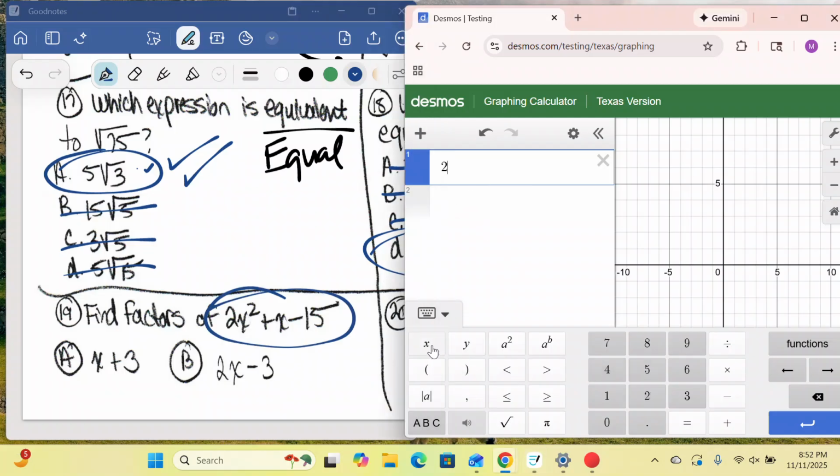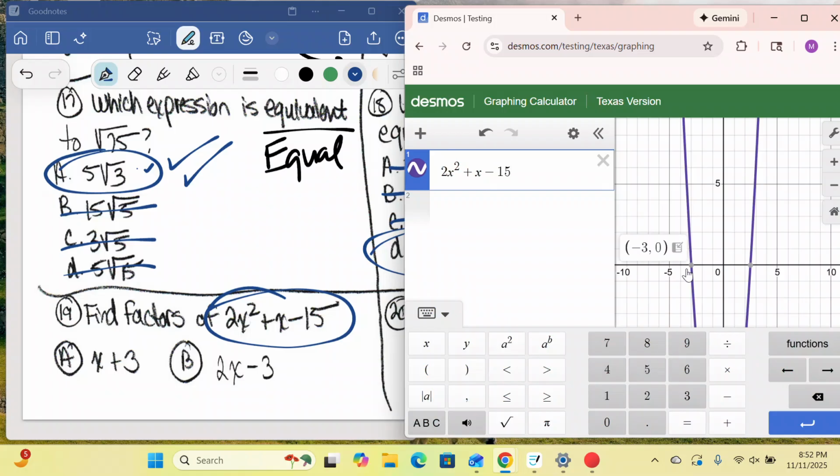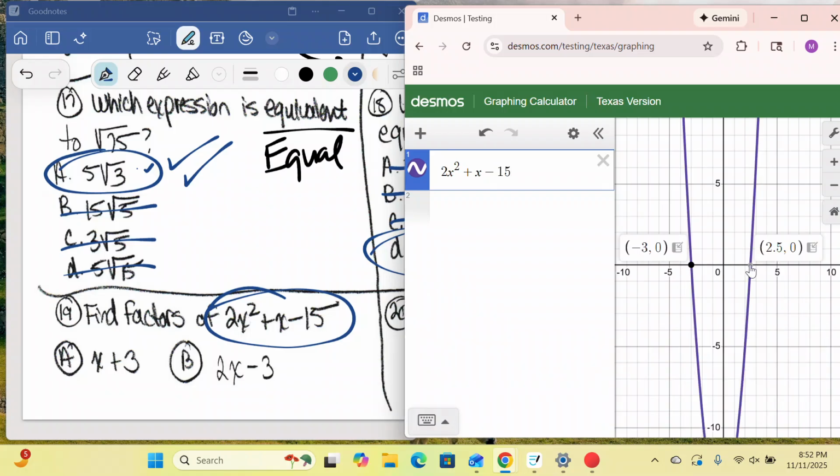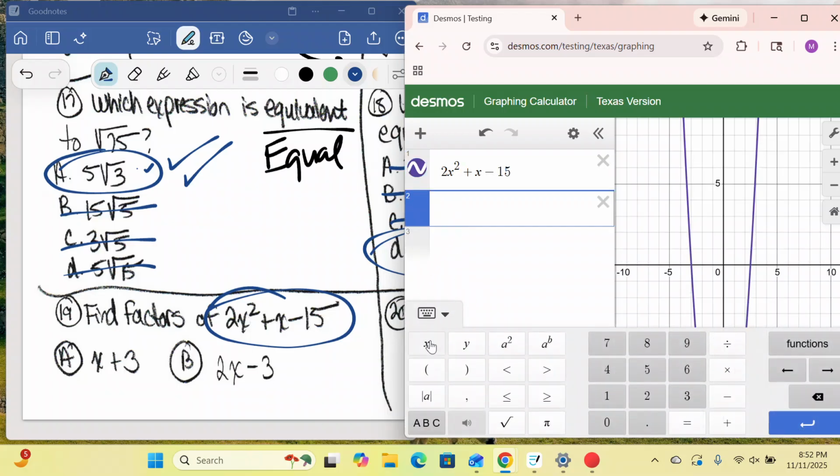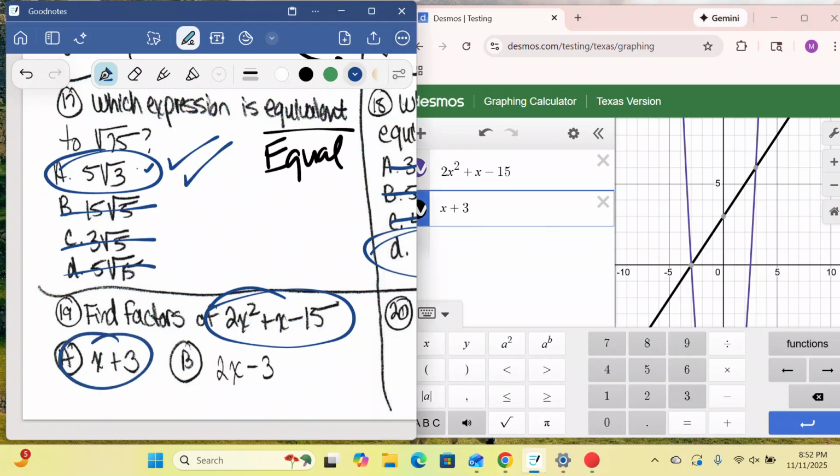So I'm going to put 2x squared positive x. Can I put 1x? Yes, it's the same exact thing. Minus 15. And there it is. My x-intercepts are right there, and they're primed and ready to go. So I'm going to check my first one as being x plus 3, and it's always good to leave them there. There it is, our first factor. It goes through my x-intercept, so this is correct.